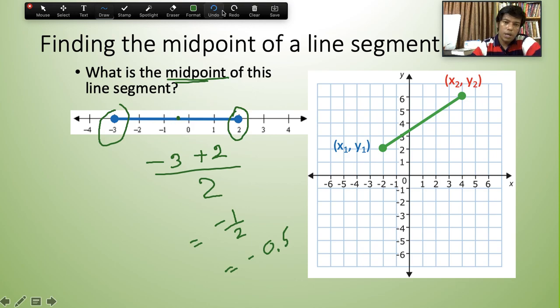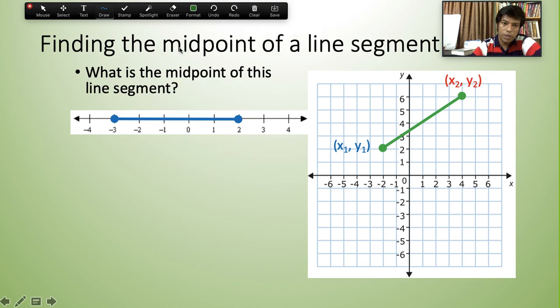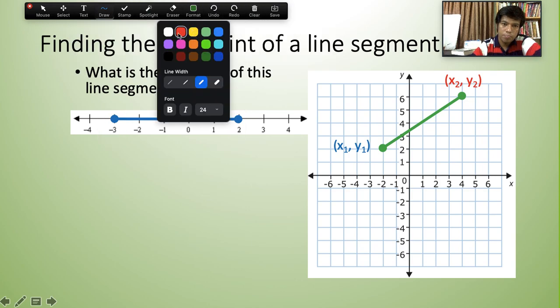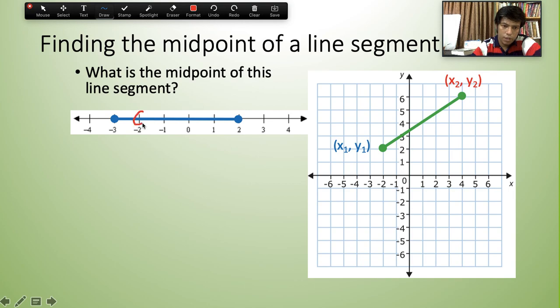Now let's say we ask you another question: what is the midpoint of minus 2 and 4? To get the middle point, let's cancel out. This is cancelled with this one, then this with this one, then this with this one. So the middle is here. Without doing the math, we understood that the middle is at 1.